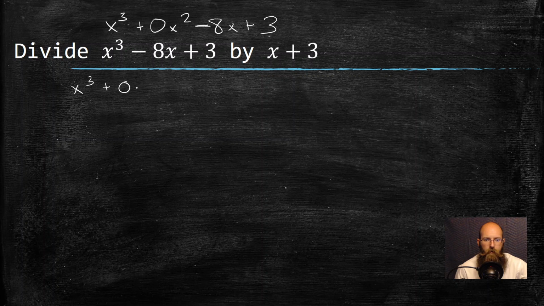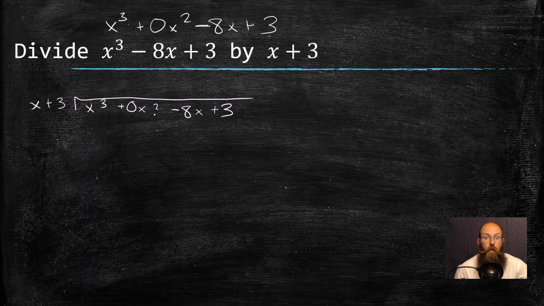All right, we have all of this. Actually, I need to scoot it down more, don't I? I will run out of room if I don't. So x plus 3, and I'm dividing that into x cubed plus 0x squareds minus 8x's plus 3. I do think throwing in that 0x squareds is helpful when doing long division, but it is 100% necessary and required when doing synthetic.